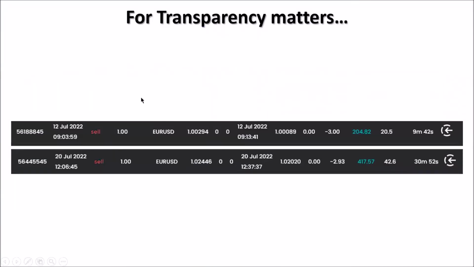So for transparency matters, I took this screenshot from my FTMO trade history, because I did a withdrawal on this trading account. So this trading account is now gone. I have a new one. So I didn't come back to the account before to take the screenshots of the IC Markets terminal. So I took it right from my FTMO history.